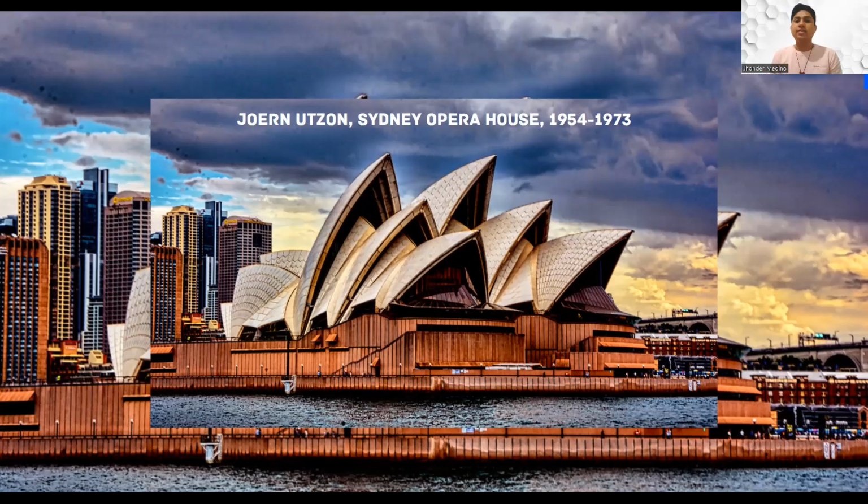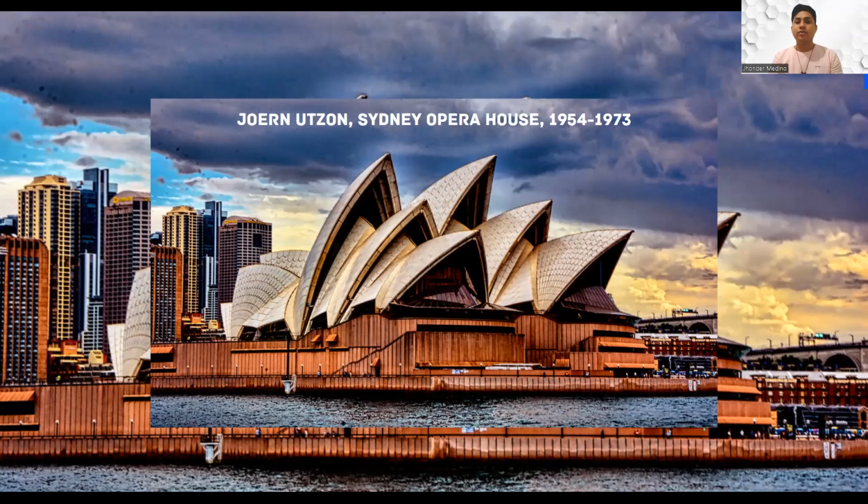Okay, so let's start. The Sydney Opera House is a multi-venue performing arts center in Sydney, located on the banks of Sydney Harbour. It is widely regarded as one of the world's most famous and distinctive buildings and a masterpiece of 20th century architecture.